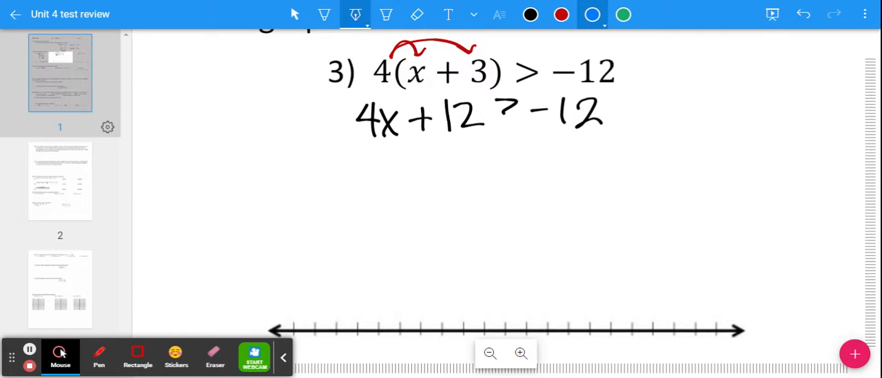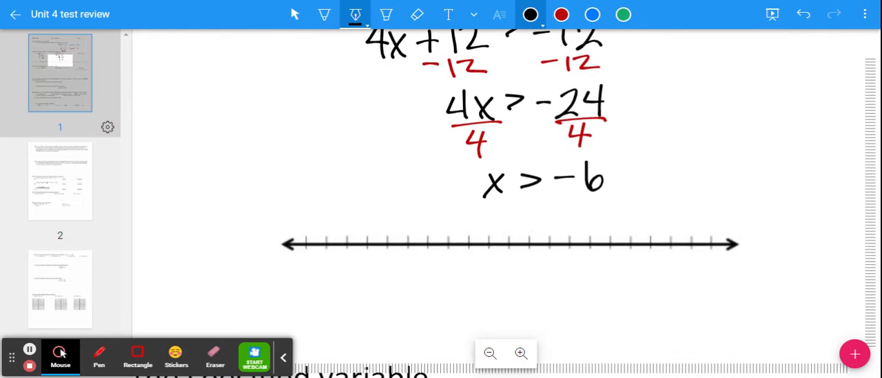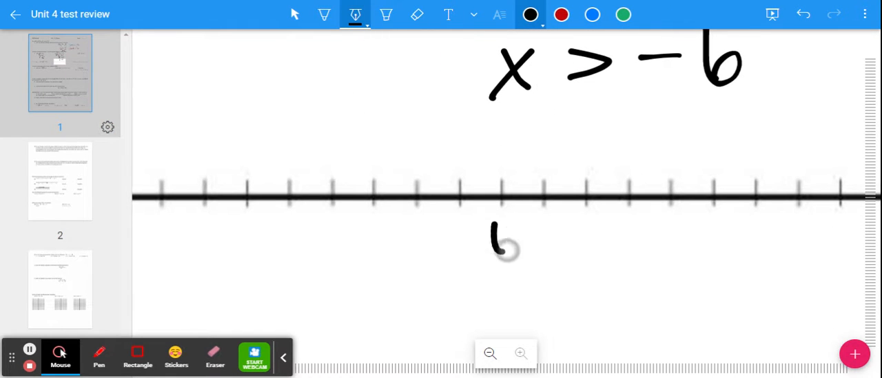So at this point, we move our constant first. So subtract the 12 from both sides, and you're left with 4x is greater than negative 12 minus 12 is negative 24. Last but not least, divide by the coefficient 4, and x is greater than negative 6. Now on this one, we divided by a positive, so we do not have to flip the inequality. We simply leave it as is.